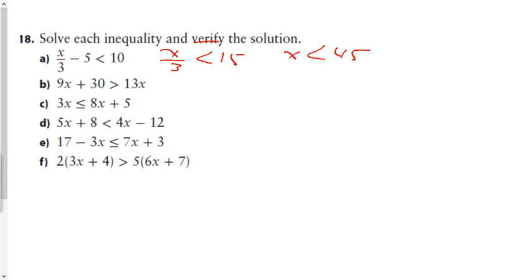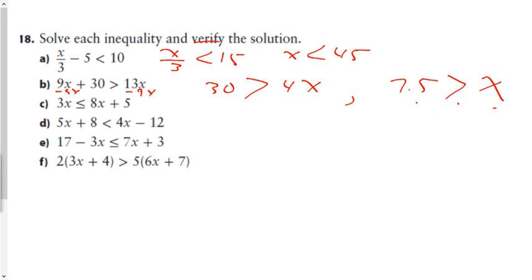Second example, I'm going to subtract 9x from both sides. I get 30 is greater than 4x. I'm going to divide both sides by 4, and I'm going to get 7.5 is greater than x, or all values less than 7.5. I'm not going to verify because it takes too long, but that's the solution.